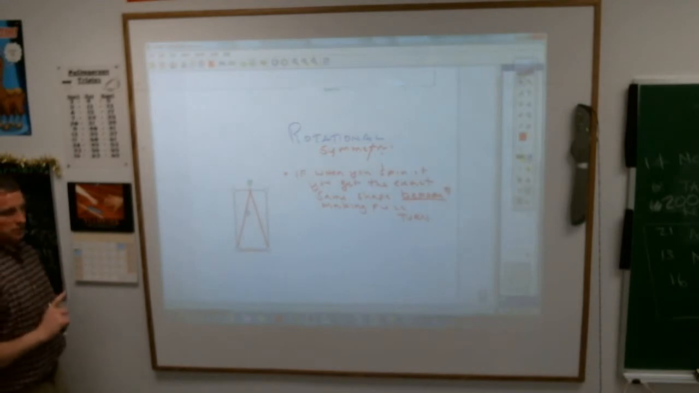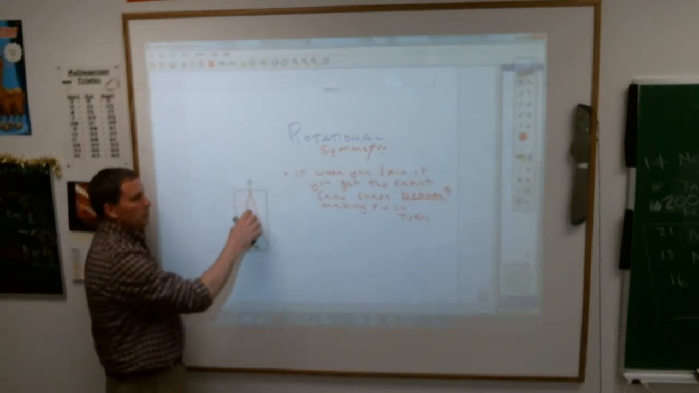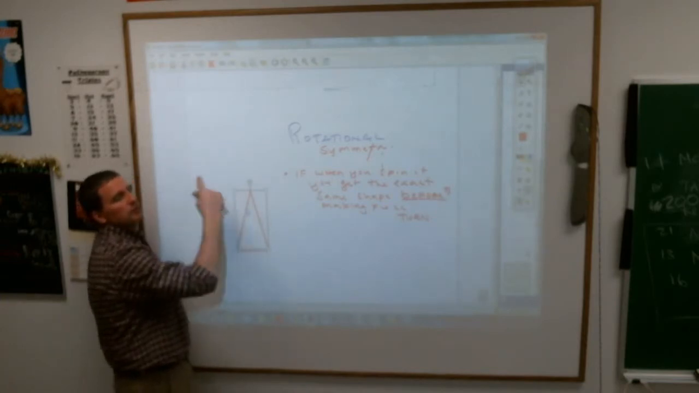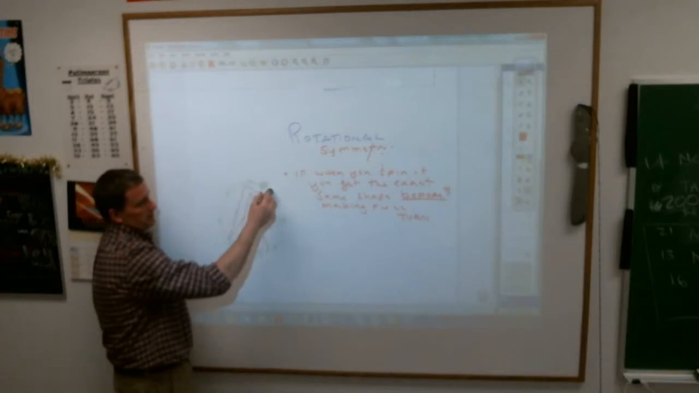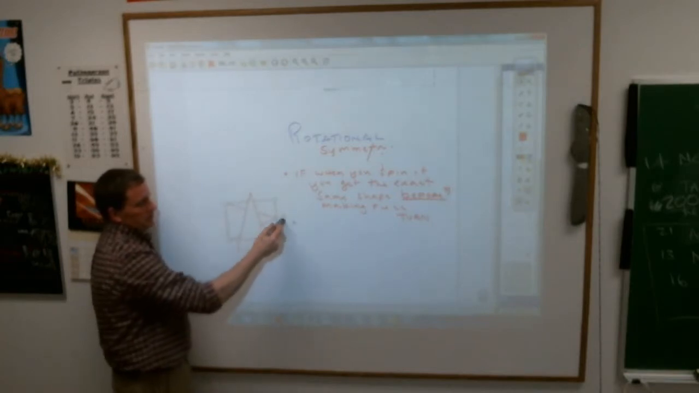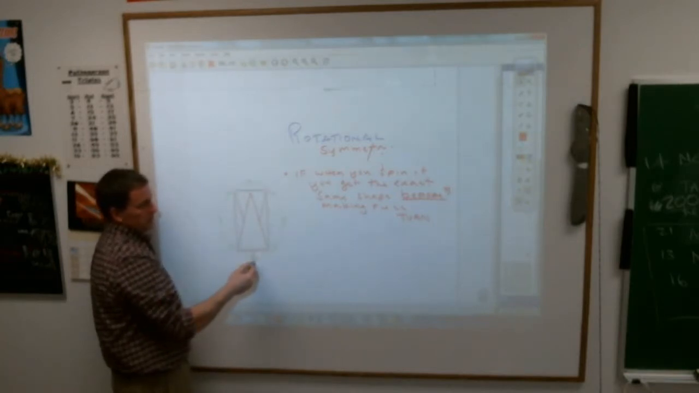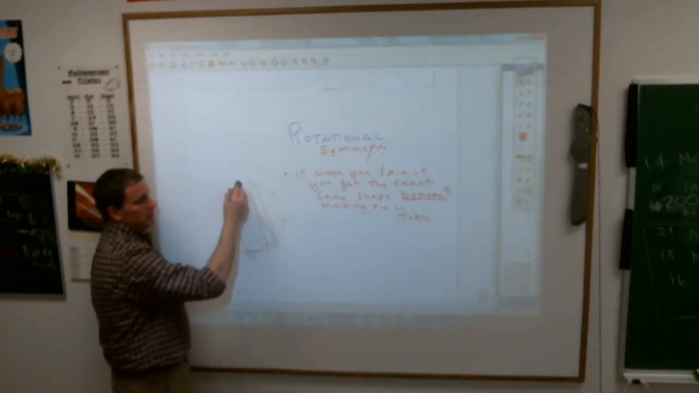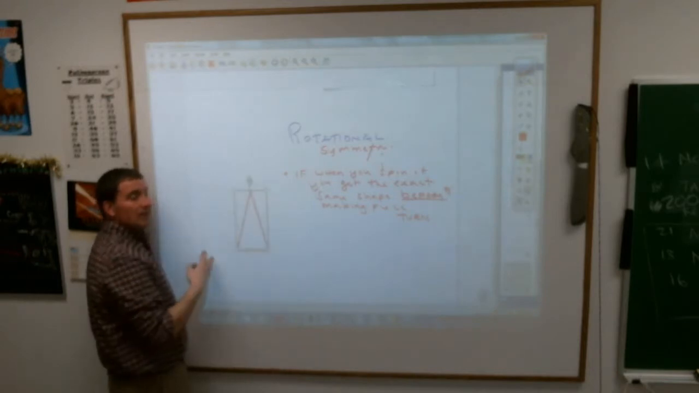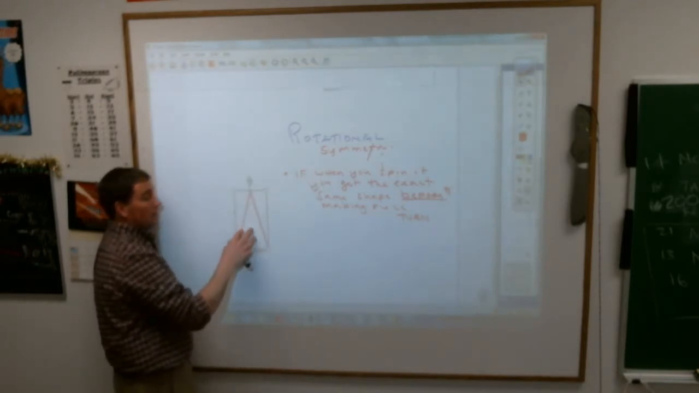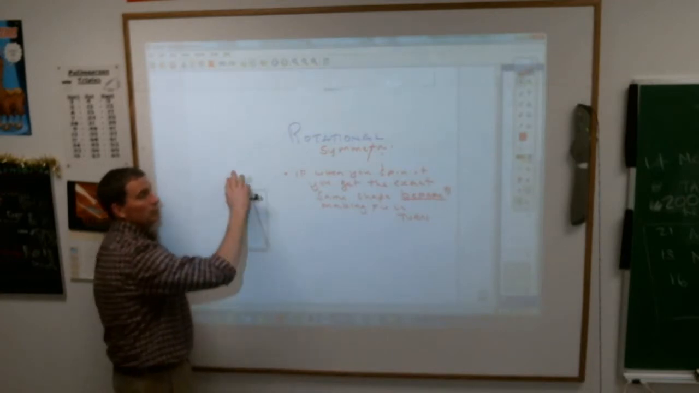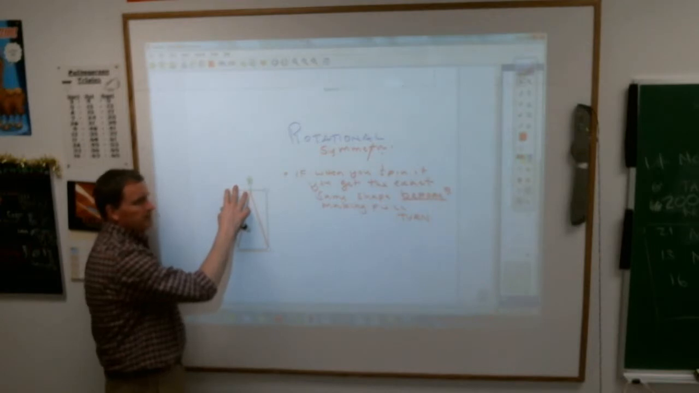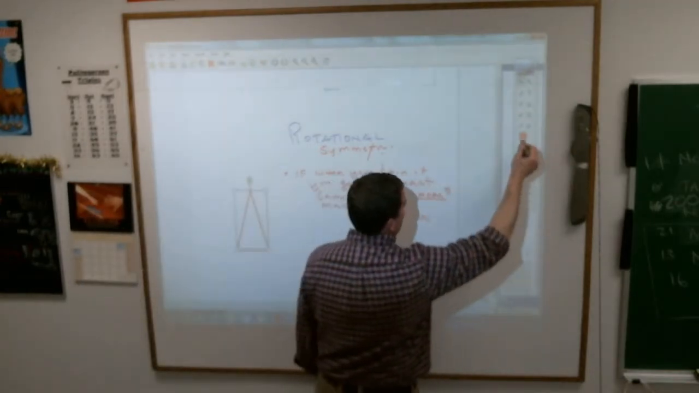Something has rotational symmetry if it ends up looking exactly like this, pointing up, same direction, same everything, before you spin it all the way around. So I take this and I spin it like this. It doesn't match up halfway here, still doesn't match up, still doesn't match up. This isosceles triangle does not have any rotational symmetry because it did not look exactly like it did until I made one whole turn. Any shape after you make a whole turn is going to look just like it did when you started, okay?